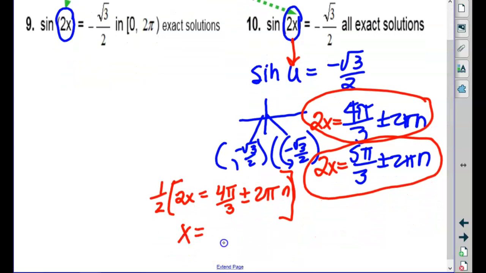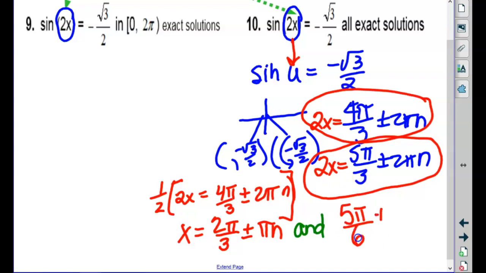X equals 4 pi over 6, which would reduce to 2 pi over 3 plus or minus, instead of 2 pi n, half of that would be pi n. Okay? And if I take half of this other one right here, half of 2x would be x. 5 pi over 3 multiplied by a half would be 5 pi over 6. And half of 2 pi n would be pi n. Now let me explain to you why this is true.